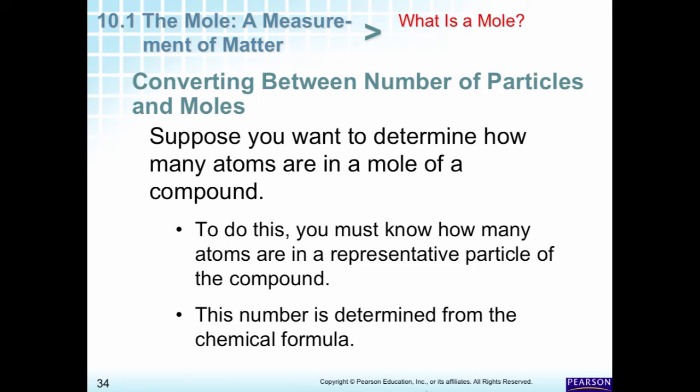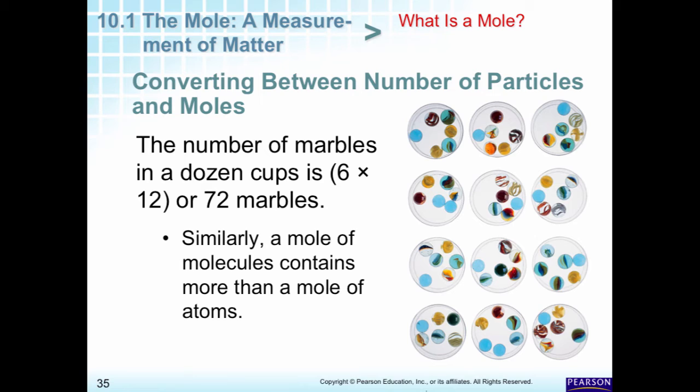So, number of particles and moles. What if we wanted to go the other way around? Again, you have to know how many atoms are in a representative unit, and we can get that from the chemical formula. Let's take a look at this. If we have a dozen cups, and each cup contains 6 marbles, we have 72 marbles. Each cup has 6, and we have 12 cups, so we just multiply 6 by 12.